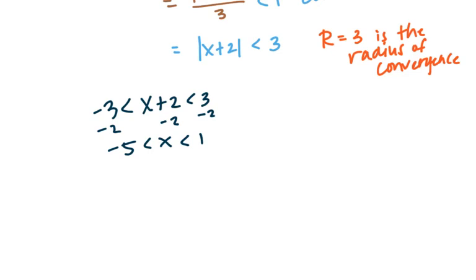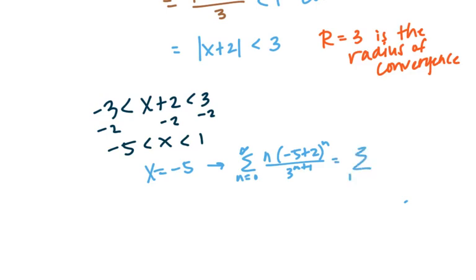Let's start with the lower one. Let's say x equals negative 5. So this means we have the series from n equals 0 to infinity of n times negative 5 plus 2 to the n power over 3 to the n plus 1. That gives us the series from n equals 0 to infinity of n times negative 3 to the n over 3 to the n plus 1.